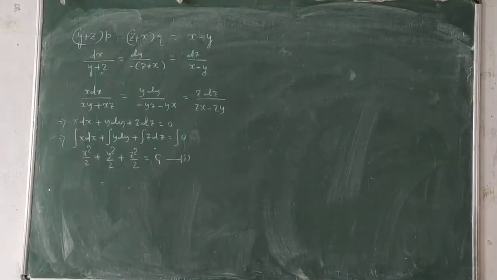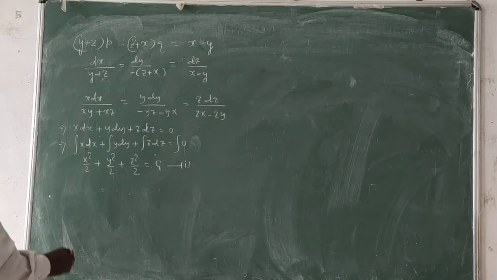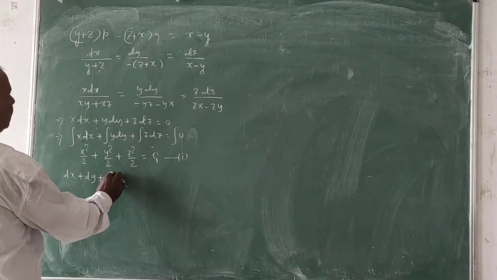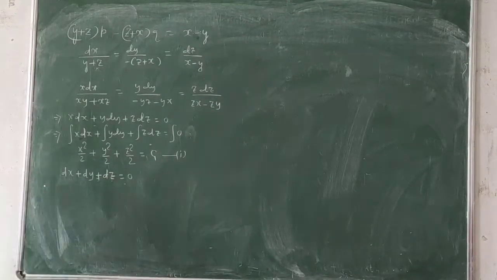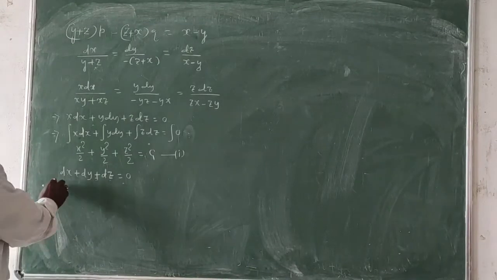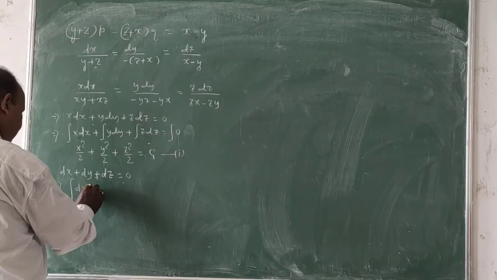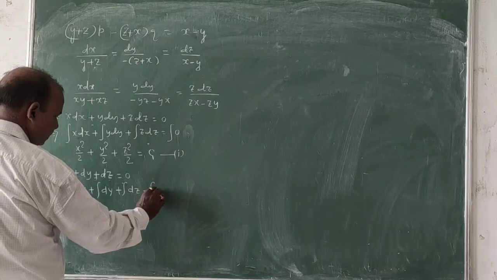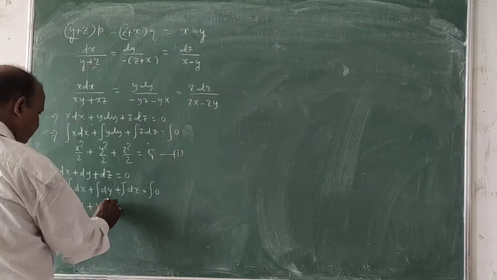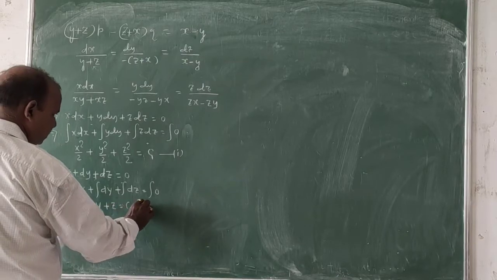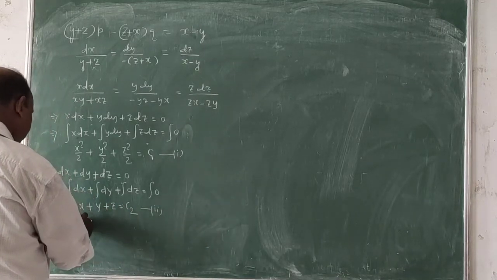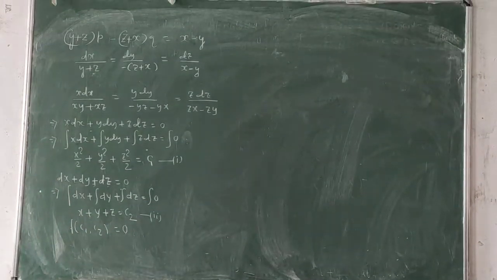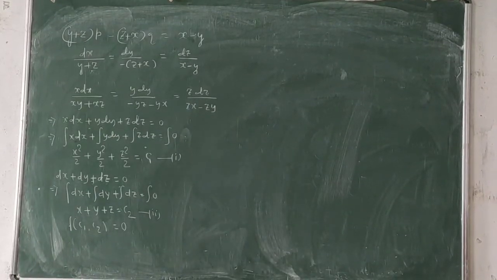So let us take another solution for this. You do it like this: dx plus dy plus dz is equal to 0, is it not? So this implies the integration of dx, plus the integration of dy, plus the integration of dz, equals the integration of 0. This is x plus y plus z equals c2, which should be another solution. Therefore, the solution is f of c1, c2 equal to 0. You substitute the values of c1, c2 there, and you get the complete solution in this case.